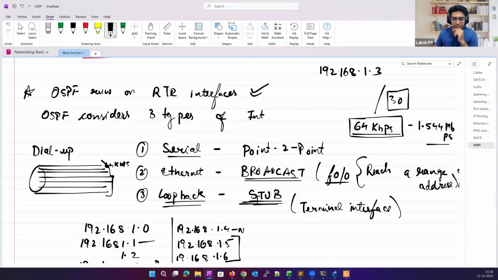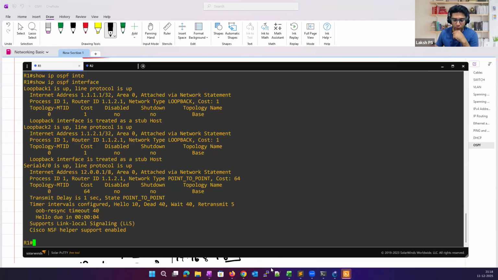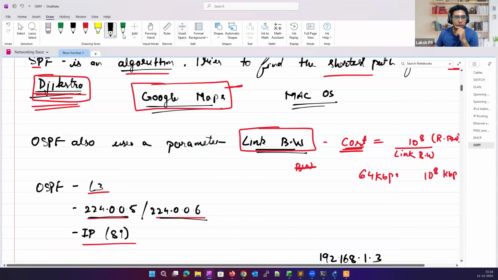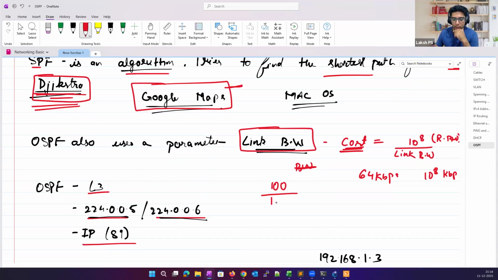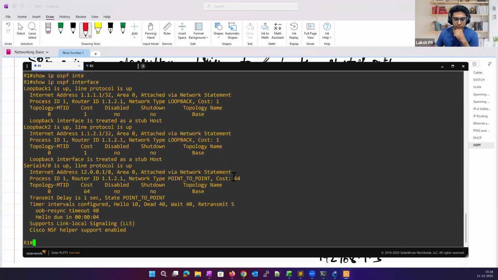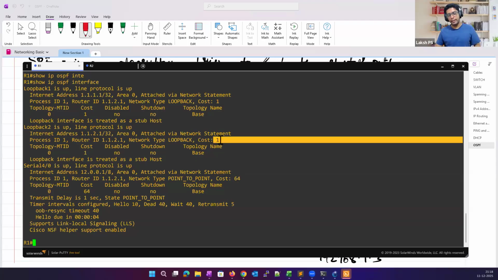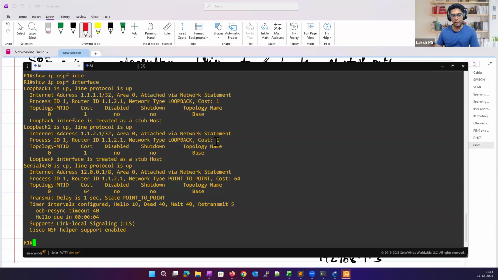So the reference bandwidth is 100 mbps, and 100 mbps divided by 1.544 mbps gives us 64, which is the 64 over here. The loopback address is treated as having 100 mbps speed, so 100 mbps divided by 100 mbps is 1.